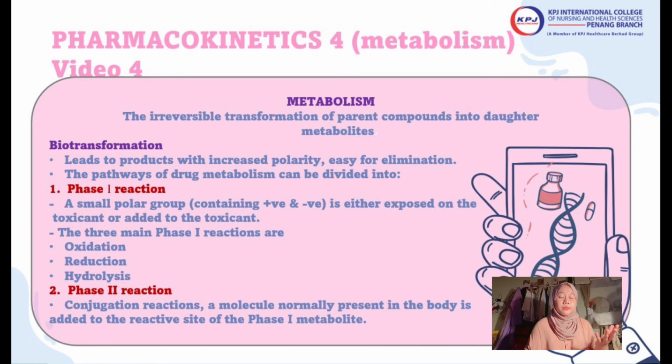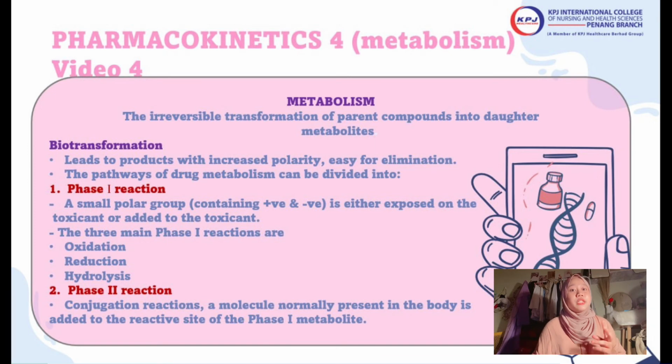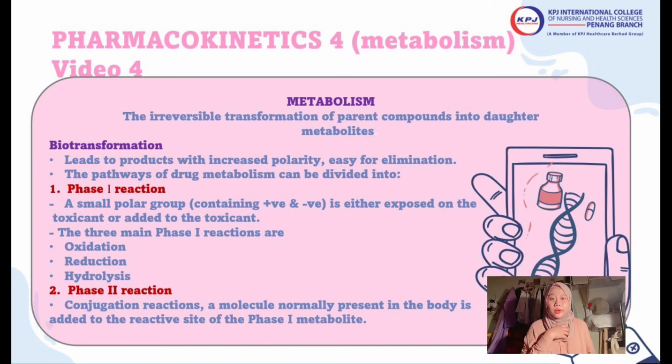What is metabolism? Metabolism is the irreversible transformation of a parent compound into drug metabolites. There is biotransformation that leads to a product with increased polarity, easier for elimination, as in the pathway of the drug. Metabolism can be divided into phase 1 reaction and phase 2 reaction. In the phase 1 reaction, a small polar group is either exposed on the toxicant or added to the toxicant.